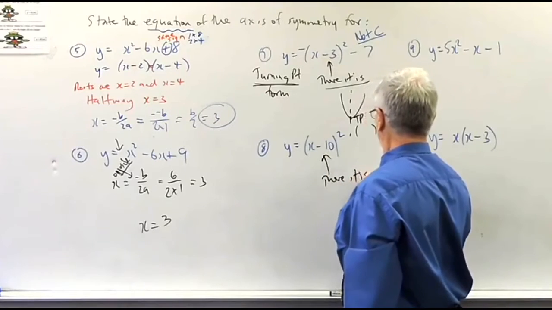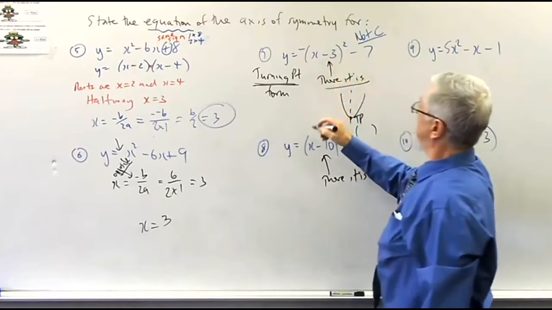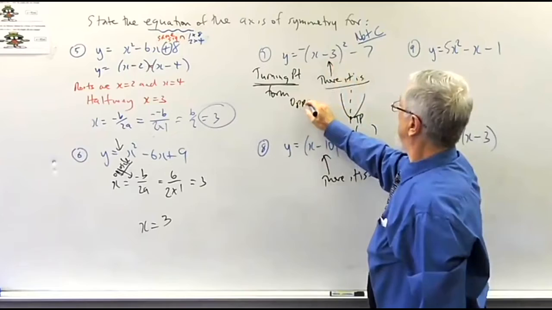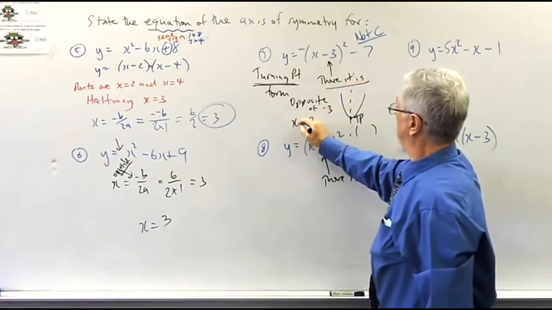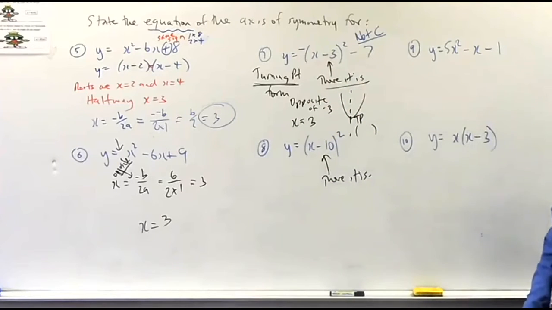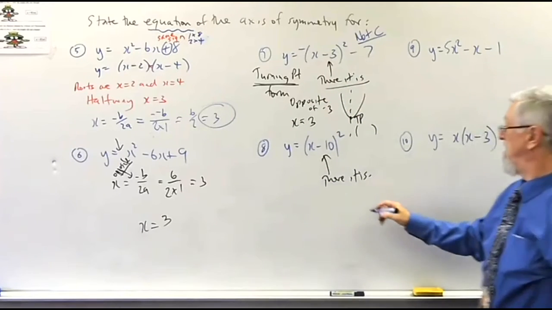Oops, I didn't finish the previous one. There it is. So what's the opposite of minus 3? Remember, we've got to do the opposite of minus 3. We've just got 3, x equals 3. I've got so many 3's happening. Where did this all come from? There it is.